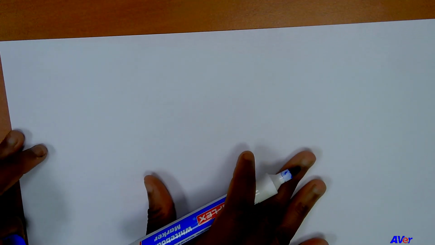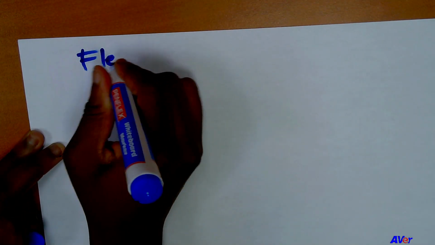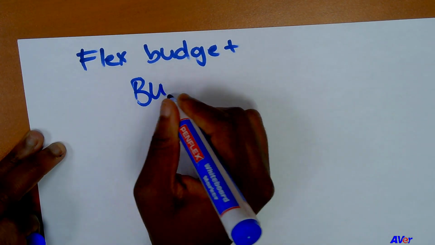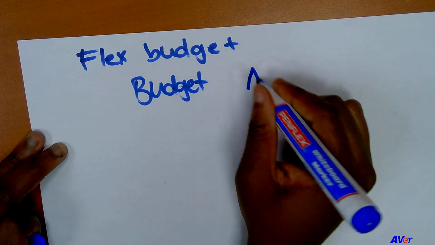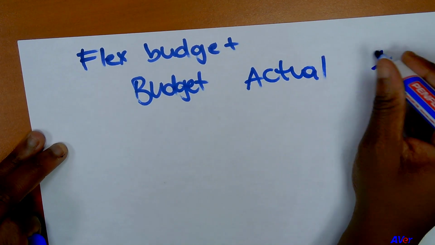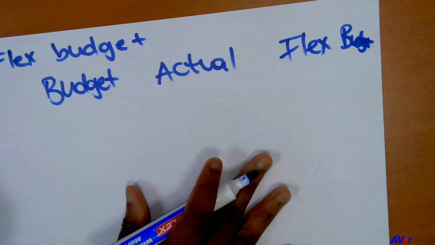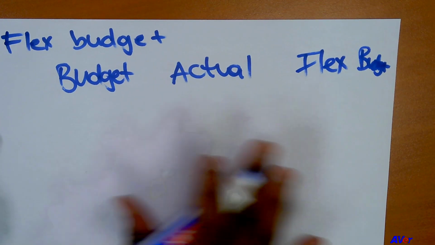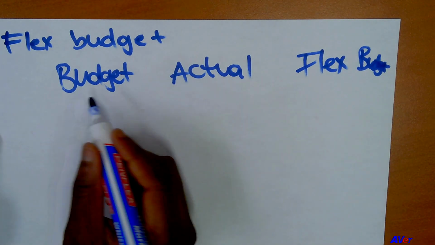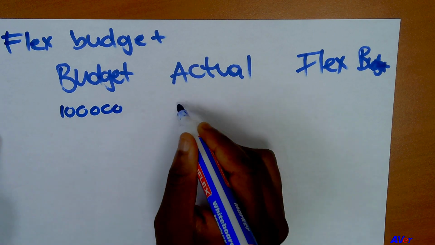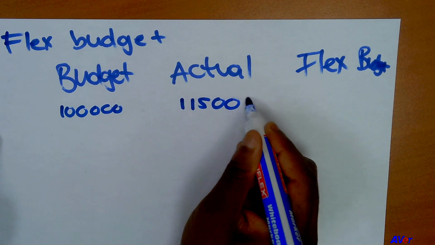So if I just explain what a flex budget is, which I hope is easy to explain. A flex budget is saying, this is my budget, this is my actual, and this is my flex budget. Right? You have got a budget, an actual, and then you've got a flex budget. So here you can say, well, there's 100,000 units. There is 115,000 units. Right?